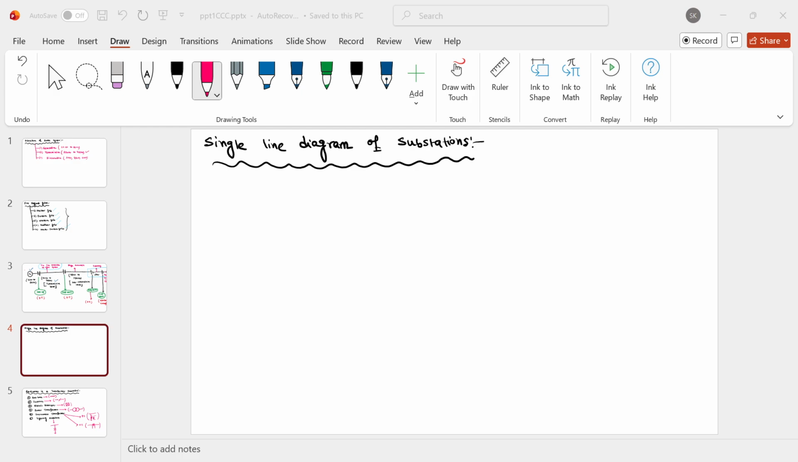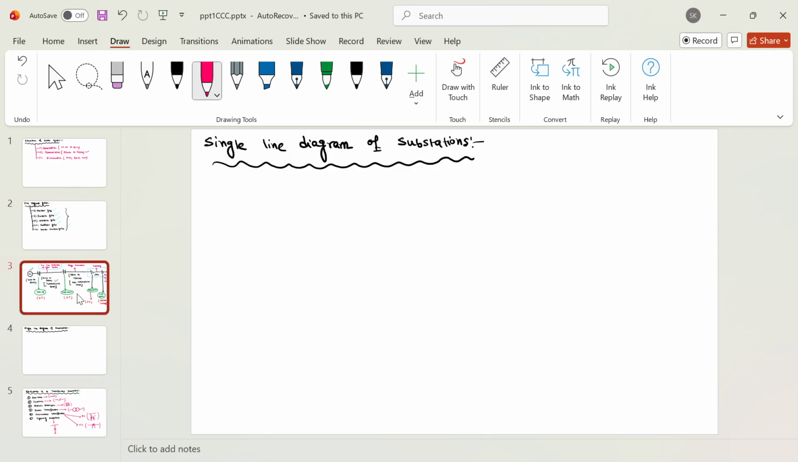Right. So in this video, we are going to see the single line diagram of substations. Basically, first of all, we have to understand what a substation is and what the different types of substations available are. If you have seen the previous lecture, there I discussed the single line diagram, covering generation, transmission, and distribution.